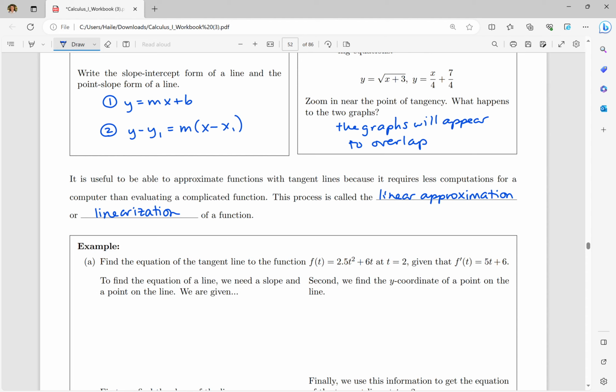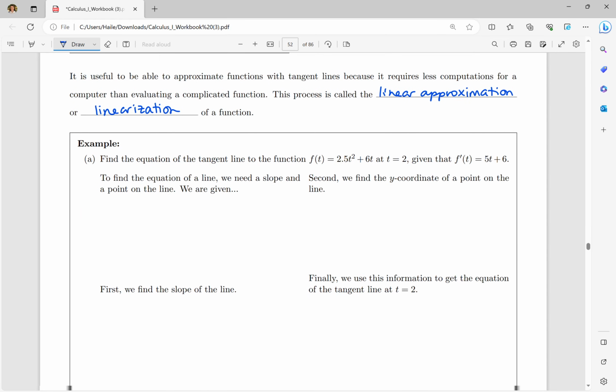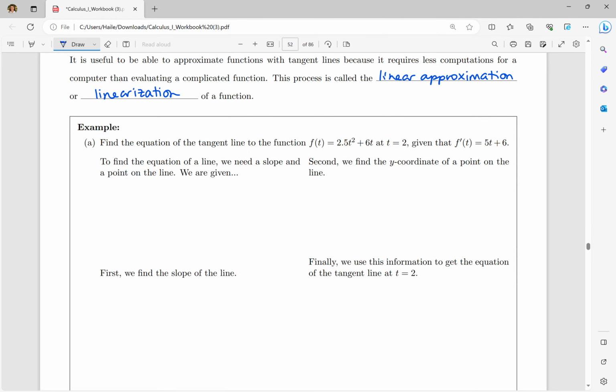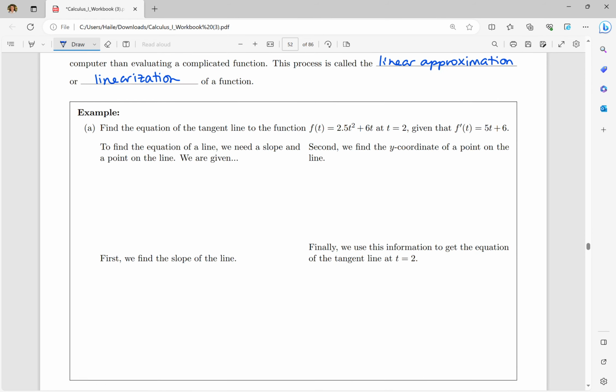So again, you can't use a calculator in this class, but we do want you to think about how you might start thinking about approximating things, because honestly, on the job, you're working with computers. That's actually one of the most important things you could learn in this class.